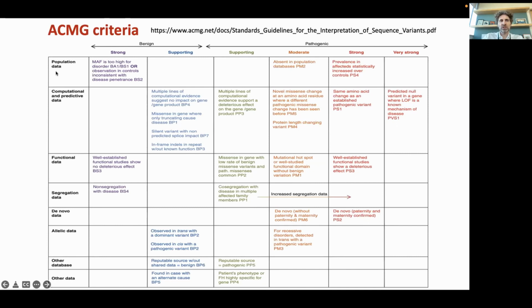And what goes into this framework are different sets of considerations, such as population data, how common are certain variants, computational predictions, and so on and so forth, functional data. And not all of this might be available for a given variant. In fact, for many variants, the evidence might be quite spotty. So that makes the whole enterprise a little difficult to conclude often.